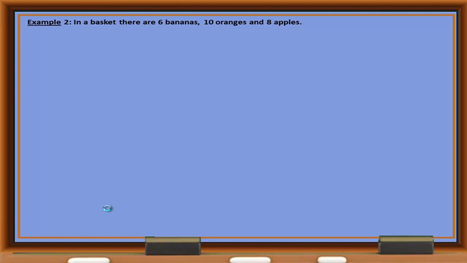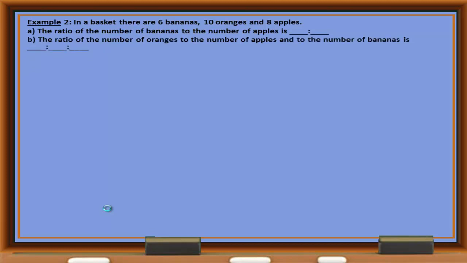Example 2. In a basket there are 6 bananas, 10 oranges, and 8 apples. A. The ratio of the number of bananas to the number of apples is dash to dash. B. The ratio of the number of oranges to the number of apples and to the number of bananas is dash to dash to dash.